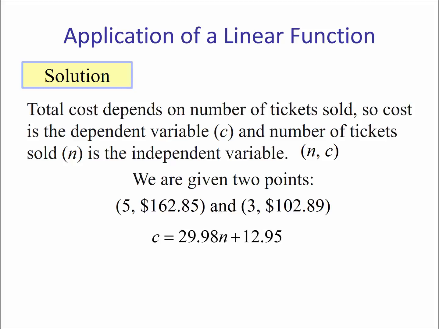In this case, N is 10. We substitute that in. So we have 29.98 times 10 plus $12.95. And the answer would be $312.75.